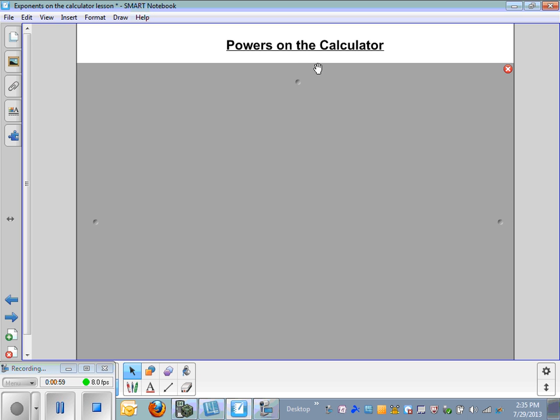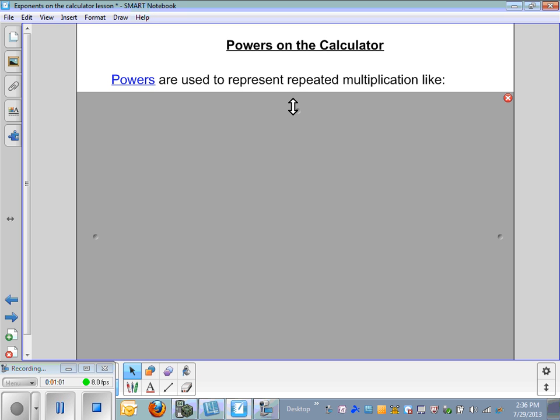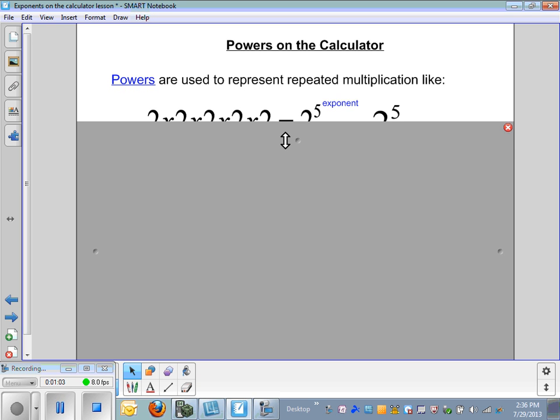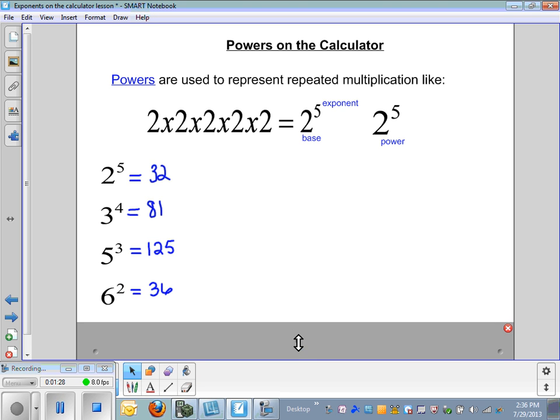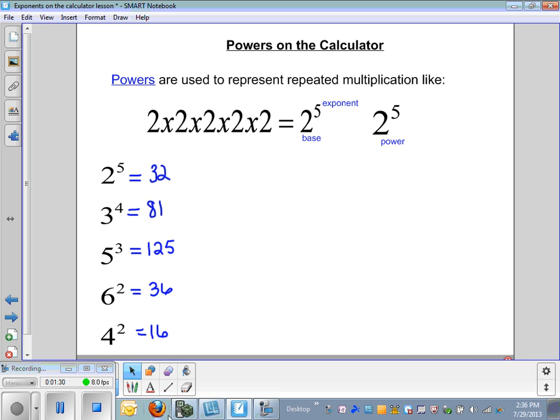Powers on the calculator. Powers are used to represent repeated multiplication, like 2 times 2 times 2 times 2 times 2. The term, or the power, is 2 to the 5th. We call the whole thing together the power. The 2 we call the base. That is the number being multiplied. 5 is the exponent, the number of times we're multiplying the number. So here are a few examples to put into our calculator.